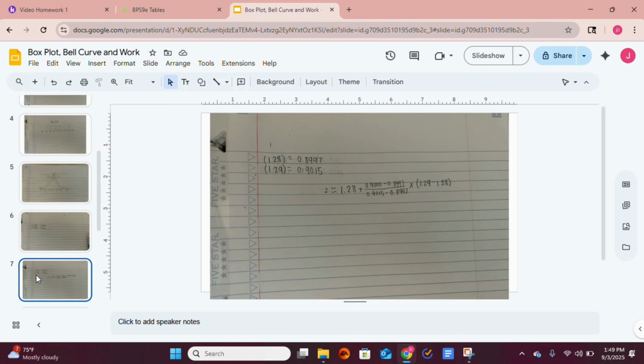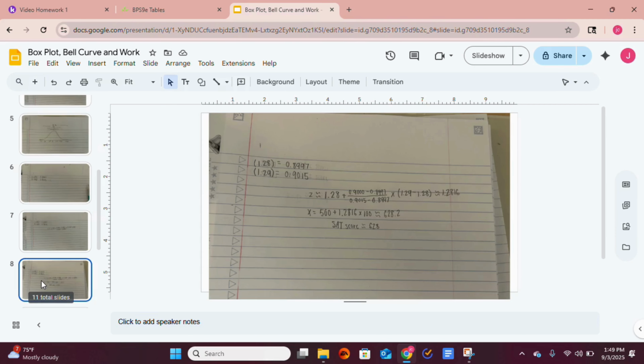This formula basically says to start at 1.28, corresponding to 0.8997, and then add the difference between the cumulative probabilities, like 0.9015 and 0.8997, in order to use this answer in the next equation. The answer I got was 1.2816. Now we can convert our answer to SAT form, where I added the mean to the product of the z-score and standard deviation. This gives us our final answer of 628.